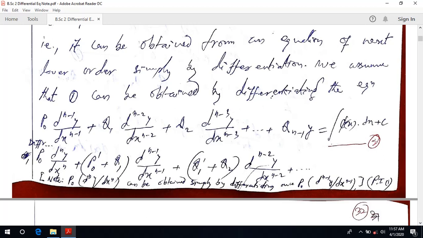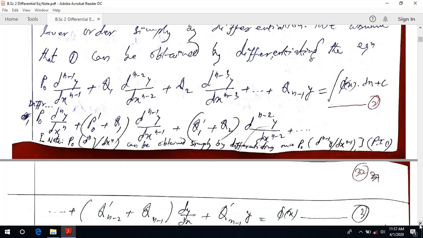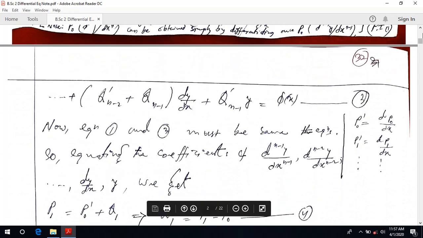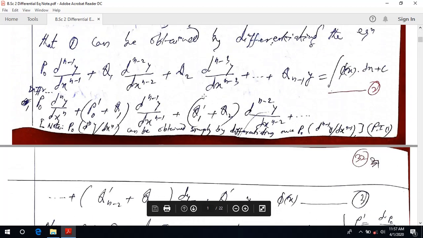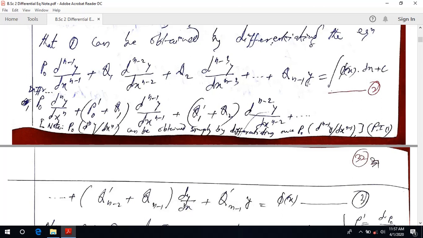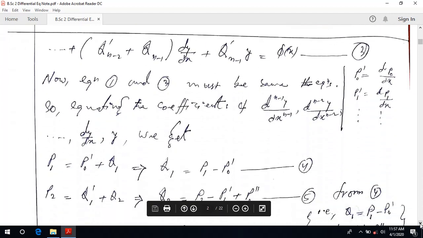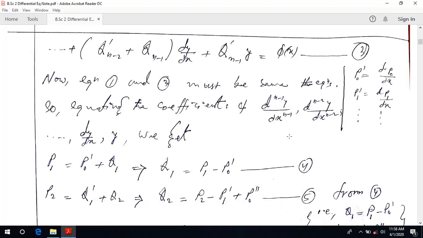It is our hypothesis. And what is equation 3? This equation 3 is obtained from equation 2 by actual differentiation. So equation 1 and equation 3 must be the same. If equation 1 and equation 3 are the same, then the corresponding coefficient terms will be the same. So by comparing the corresponding coefficients of these terms in equation 1 and 3, we get this coefficient. This coefficient is from equation 1, this coefficient is from equation 3.